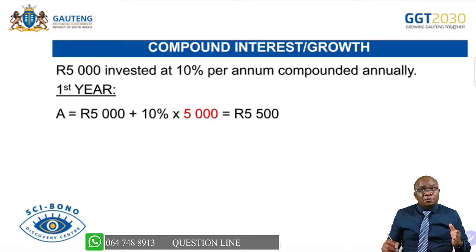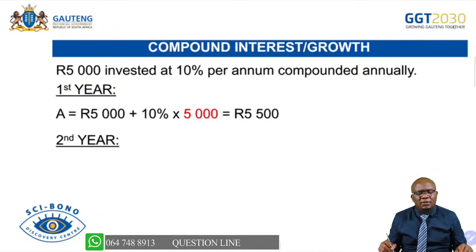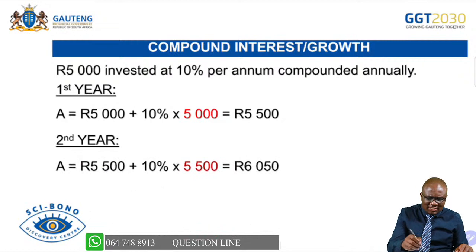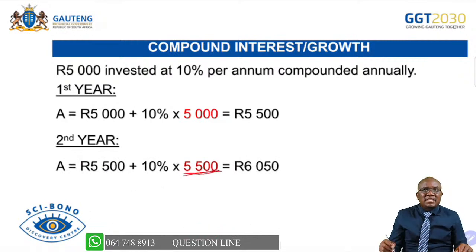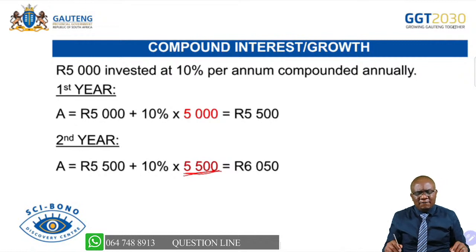Right, so 5,000 plus 10% of 5,000. The first calculation will be the same as the simple interest one, okay? But in the second year now, it will be 10% of what? It will be 10% of 5,500. You see, it's changing. Even the color is changing. It means the amount that we are using for the calculation is changing. It's the new balance. My balance in the bank has gone up to 5,500.